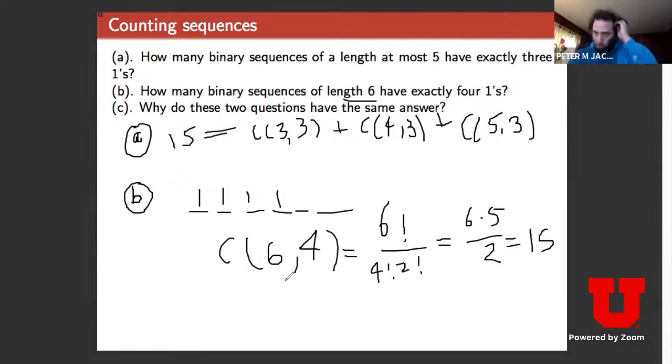All right. Now the last part. Why do these 2 questions have the same answer? I'll give you a moment to think about that, and I'm going to start writing on the board, because this one needs a graphic, which is helpful for explanation. While I'm doing that, take a moment and think about this one.